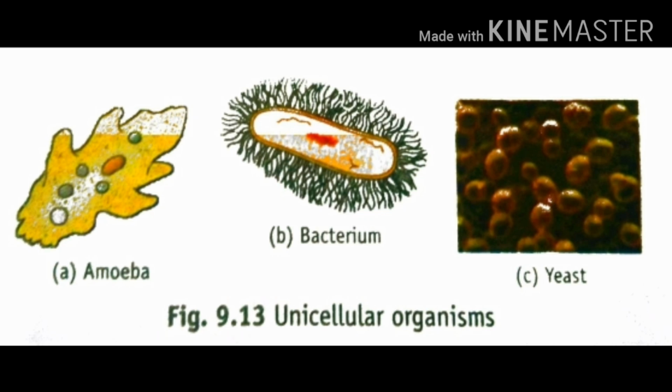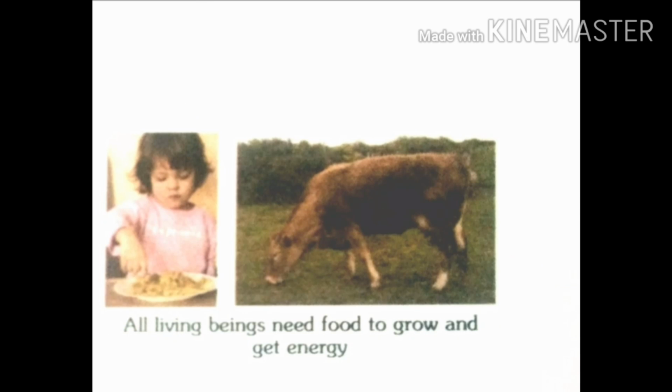Some organisms are made of only one cell and are called unicellular organisms. Most of the organisms are made up of millions of cells. They are called multicellular organisms. Examples of unicellular organisms are amoeba, bacteria, yeast, and multicellular organisms are human being, dog, housefly, frog, rose. Next one, movements.